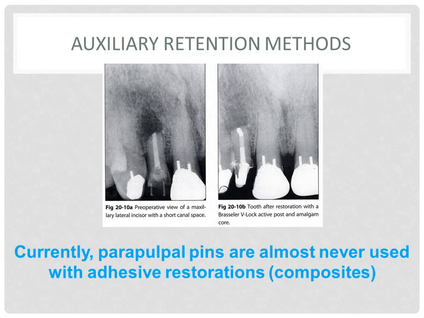These radiographs show parapulpal pins in anterior teeth. The picture on the left, tooth number 7, shows pins used with composite in an endodontically treated tooth. Today, parapulpal pins are almost never used with adhesive restorations.